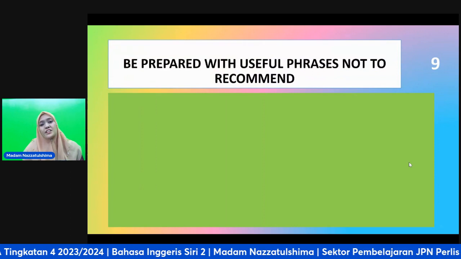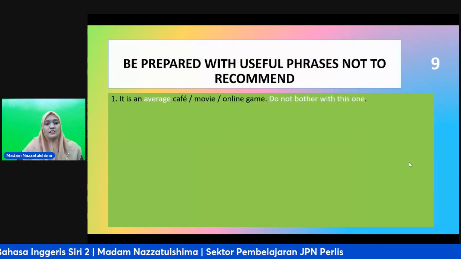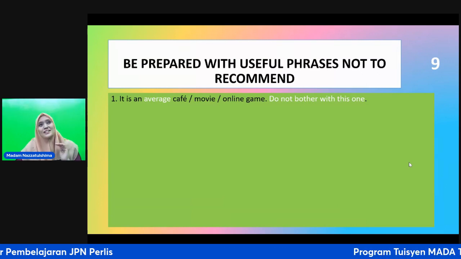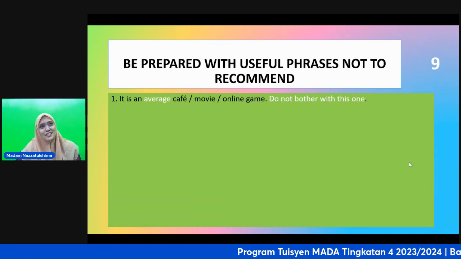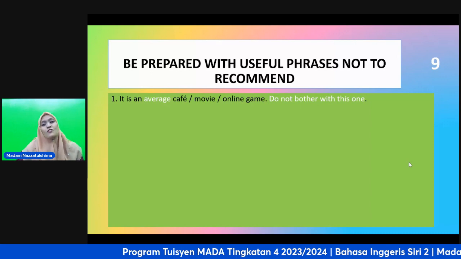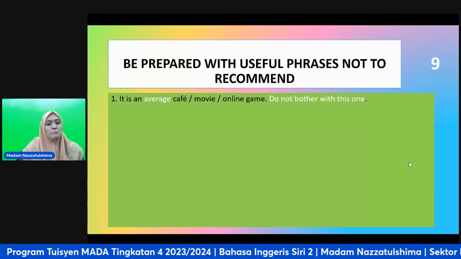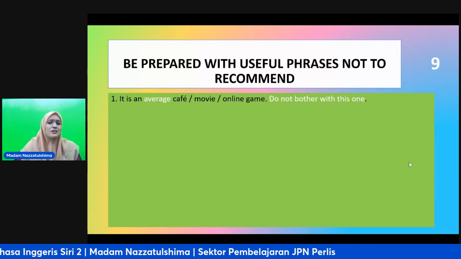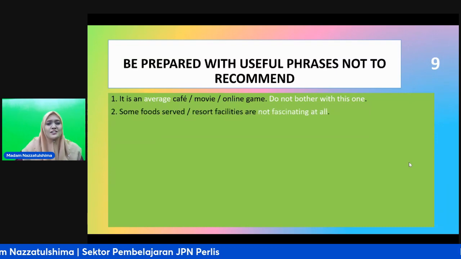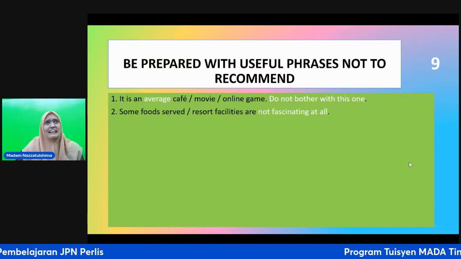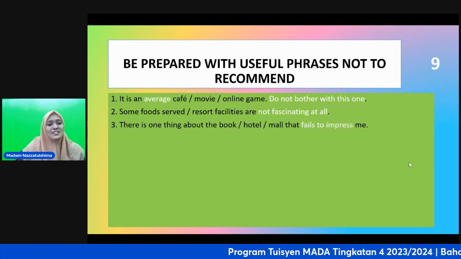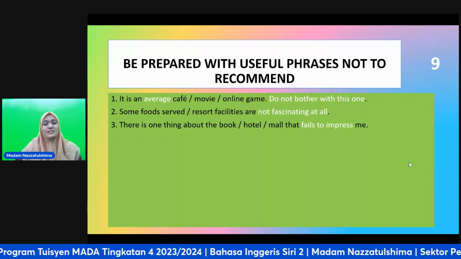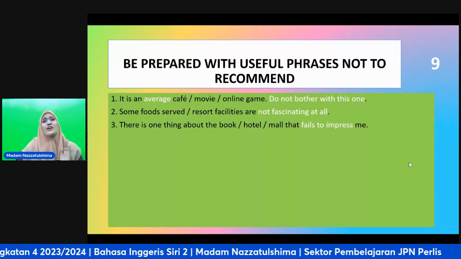Be prepared with useful phrases not to recommend. If you would not like to recommend certain place or certain book, novel, movie to the audience or to your friends, you can use some useful phrases. For example, it is an average cafe. Biasa-biasa je. So, don't bother with this one. Number two, some food served or the resort facilities are not fascinating at all. Next one, there is another thing about the book or hotel that fails to impress me. Tak menarik minat langsung. Fails to impress.